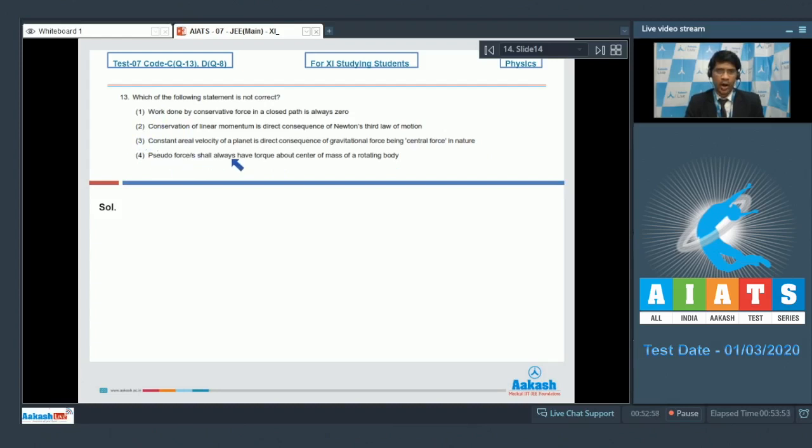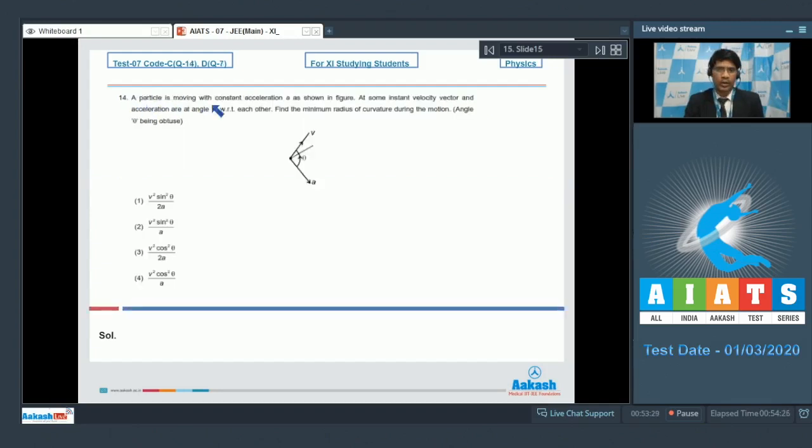Pseudo forces shall always have torque about the center of mass of a rotating body. That is actually the wrong statement. But here we need to mark the wrong statement. So for question number 13, we are getting option 4 as the correct answer. Now let's proceed to question number 14.